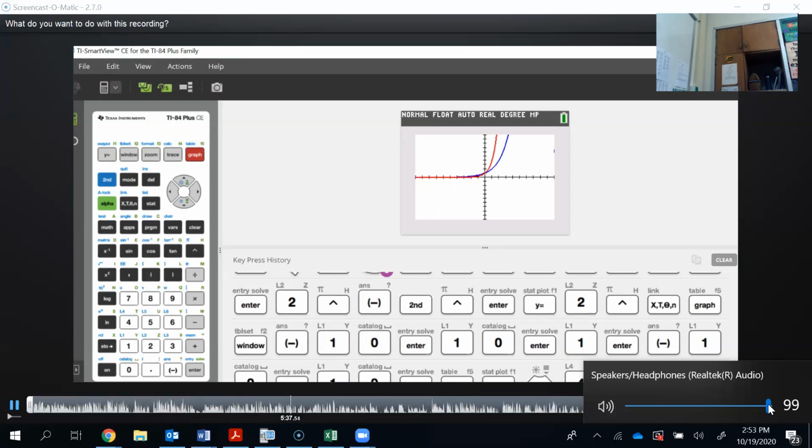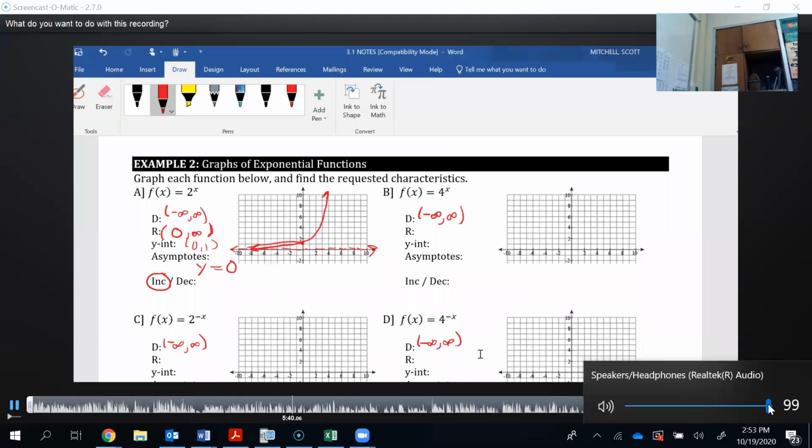So, again, knowing your transformation rules from 4, this equation is going to go through (0, 1) again. All it's going to do is explode up a lot. So it still has the horizontal asymptote at the same place, y = 0. Our range is still 0 to infinity, and our y-intercept is still (0, 1). So what really changed? Just how fast it grew.